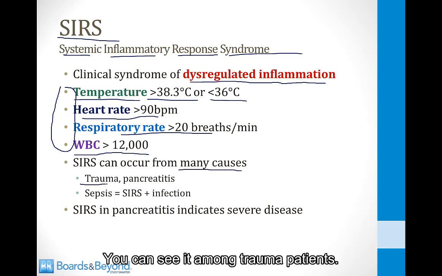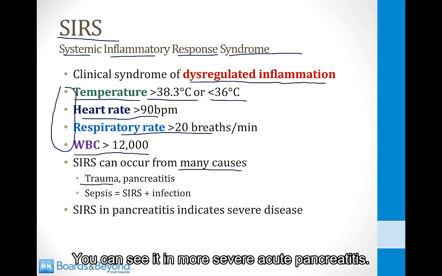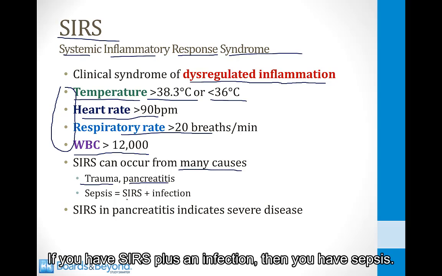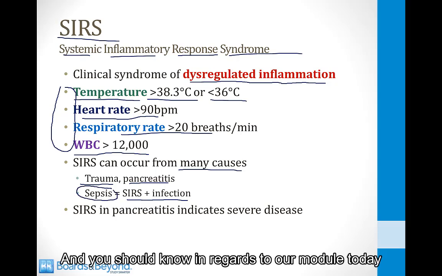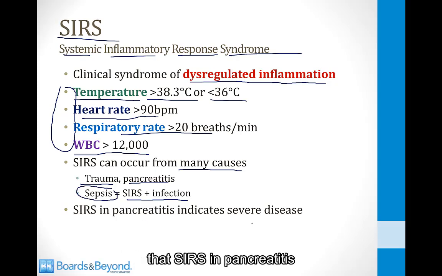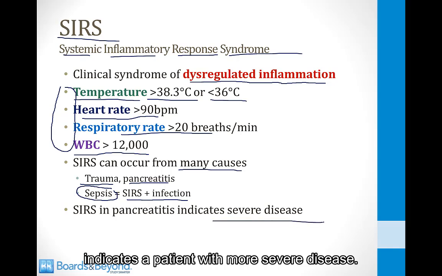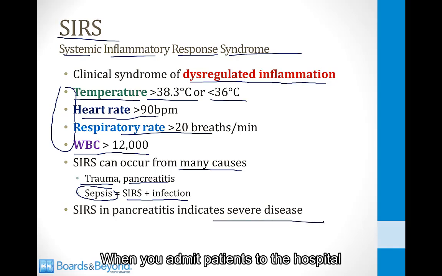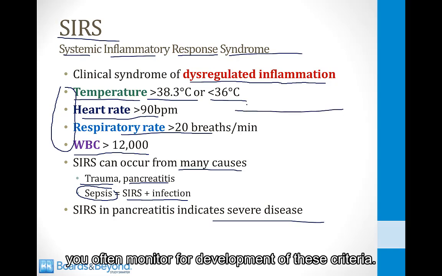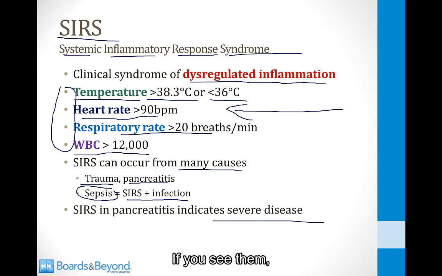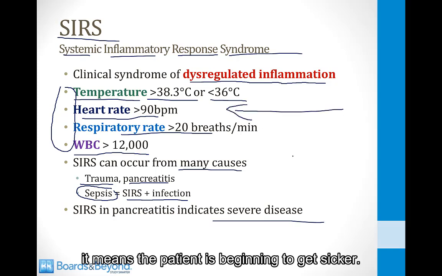You can see it among trauma patients. You can see it in more severe acute pancreatitis. If you have SIRS plus an infection, then you have sepsis. And you should know, in regards to our module today, that SIRS in pancreatitis indicates a patient with more severe disease. When you admit patients to the hospital for acute pancreatitis, you often monitor for development of these criteria. If you see them, it means the patient is beginning to get sicker.